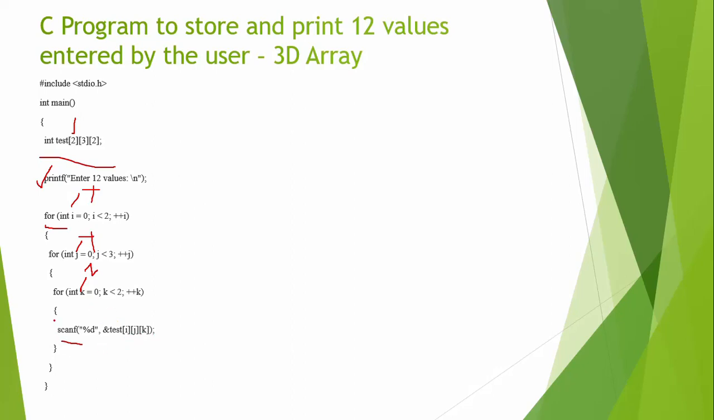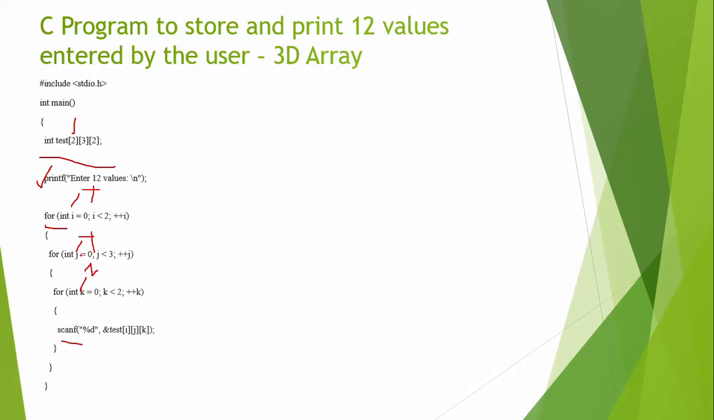Again, this innermost k loop will run. The k value will get incremented by 1, so k equal to 1. So the next value will be test[0][0][1]. Next it will be incremented to 2. When k equal to 2, the condition fails, 2 less than 2 will fail, so the k loop terminates, then it goes for the j.